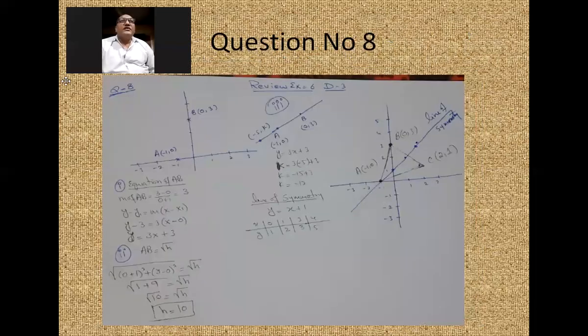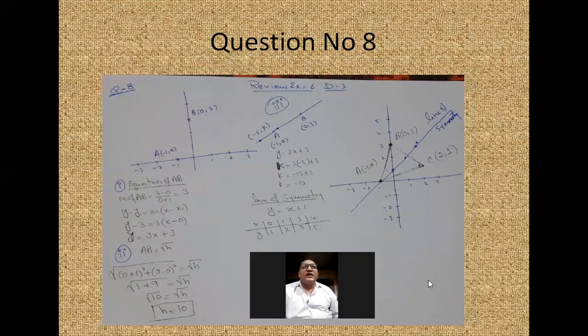Here we go. On your screen, you can see question number 8 from review exercise 6. Let me read the question for you. This diagram is given in the question. The diagram shows the point A, whose coordinates are -1, 0, and the point B, whose coordinates are 0, 3.